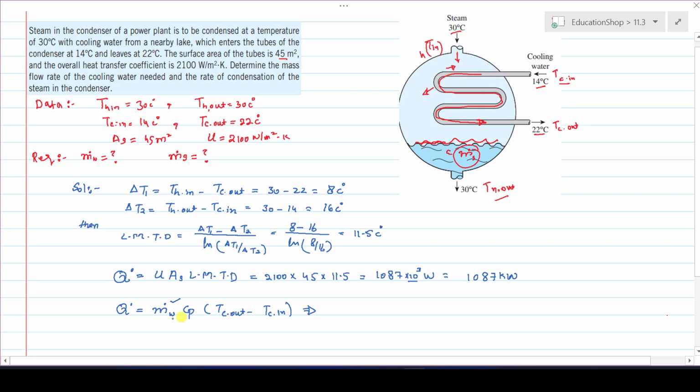I am rearranging the equation for m dot W, so I can say that m dot W is equal to Q dot, divided by Cp times the change in cool water temperature, T cooled out minus T cooled in. What is Q dot? That is 1087 multiplied by 10 to the power 3. Cp value for water is constant, that is 4.187, times the change in temperature, this is 22 minus 14. This simply solves and you will get the mass flow rate of the cooled water, and that is 32.5 kg per second.